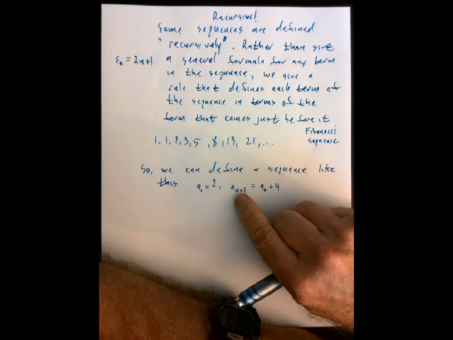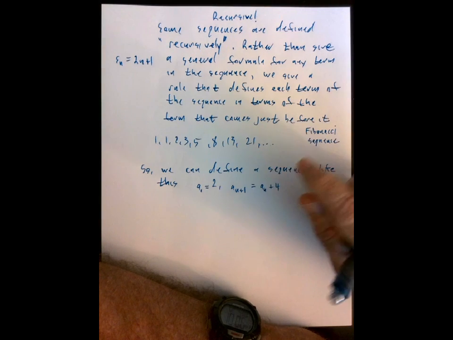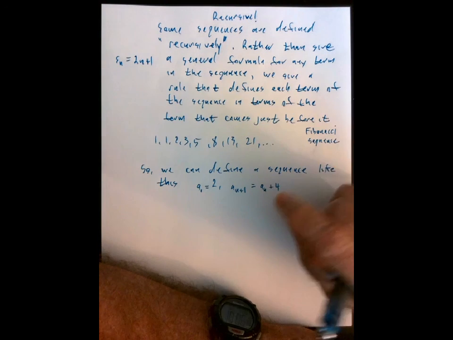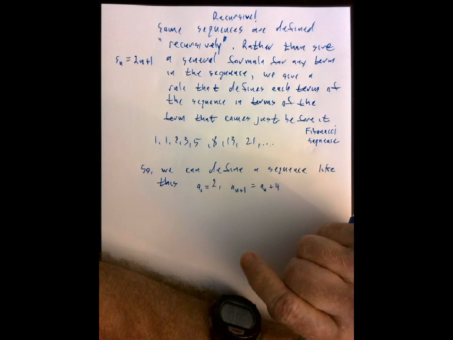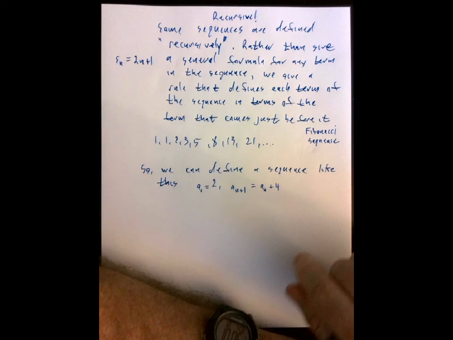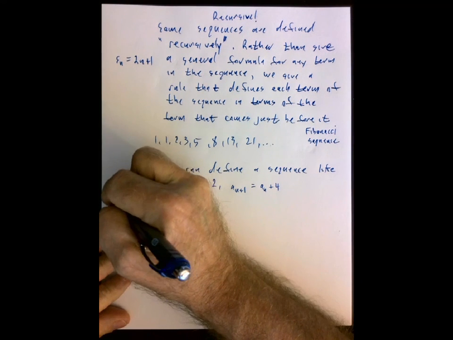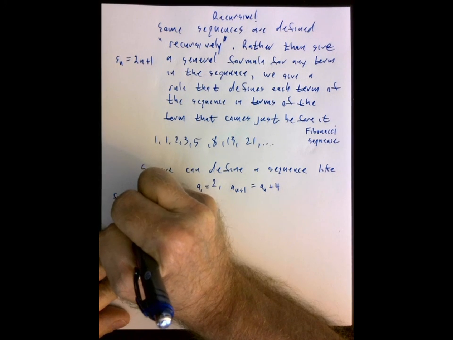So the second term would be 1 plus 1, which is 2, right? If we were talking about the 5th term, then n plus 1 would be the 6th term. If we were talking about the 100th term, then the next term would be 100 plus 1, which is the 101st term, right? So let's say we want to generate, like we did before, the first 4 terms.